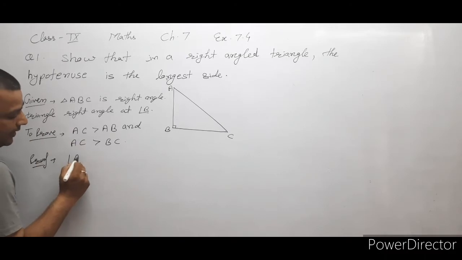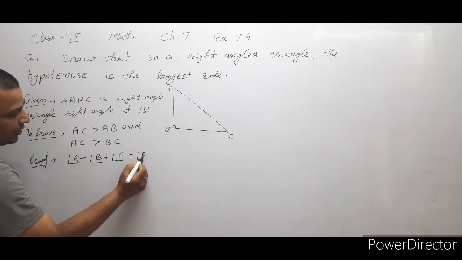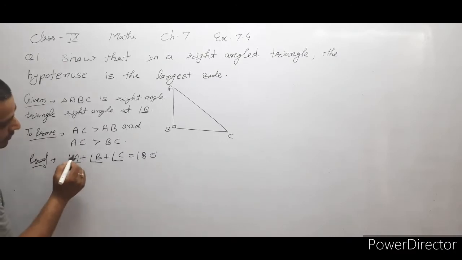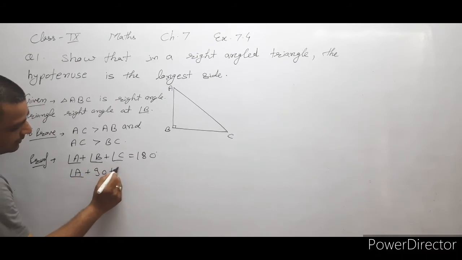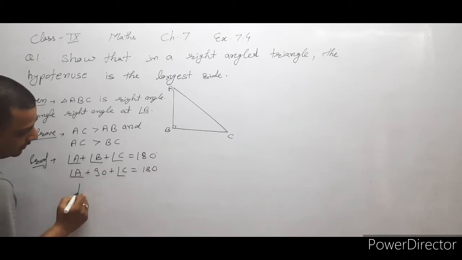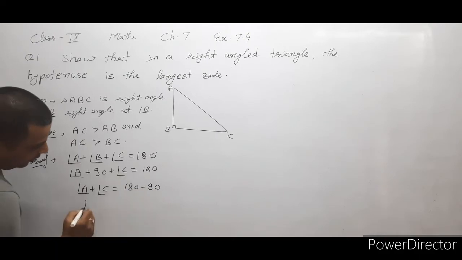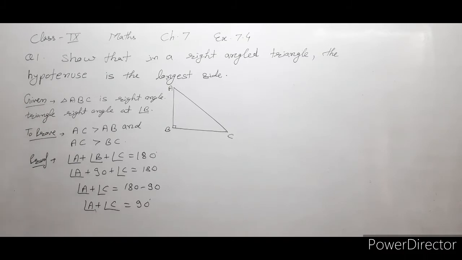as we know, angle A plus angle B plus angle C is equal to 180. The sum of all the angles of a triangle is always 180, two right angles. Angle B is equal to 90 degrees. That means angle A plus 90 plus angle C is equal to 180. Angle A plus angle C is equal to 180 minus 90. Or we can say angle A plus angle C is equal to 90 degrees.